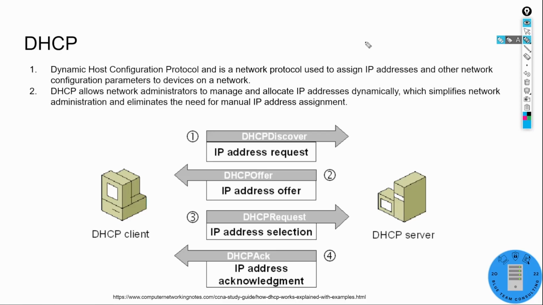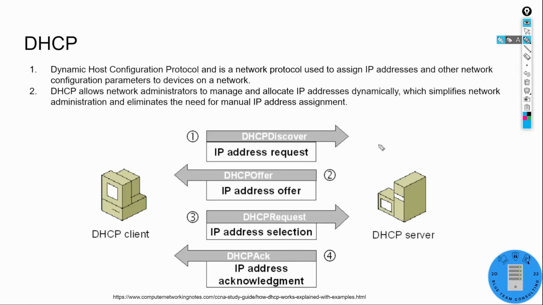Moving into another protocol that we should be aware of when we're talking about networking, we've covered ICMP, now we're covering DHCP. DHCP stands for Dynamic Host Configuration Protocol, and this is a protocol used to assign IP addresses and other network configuration parameters to devices on the network.